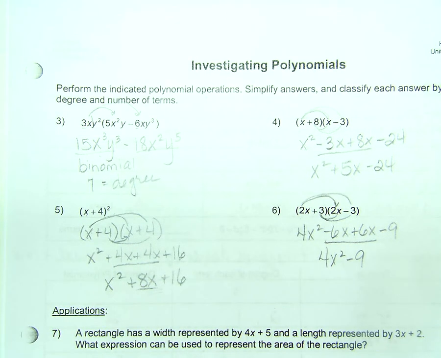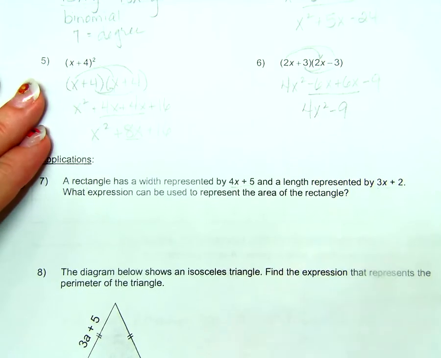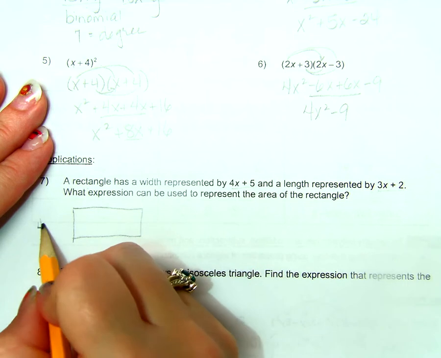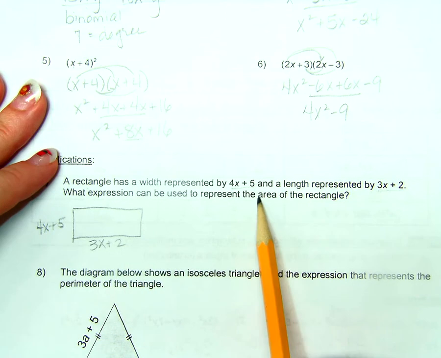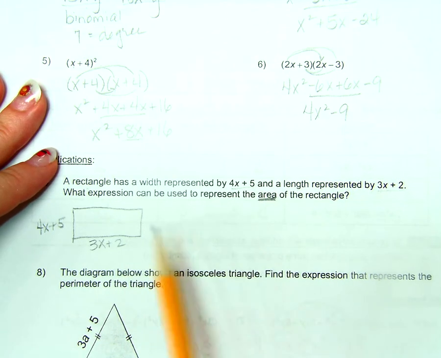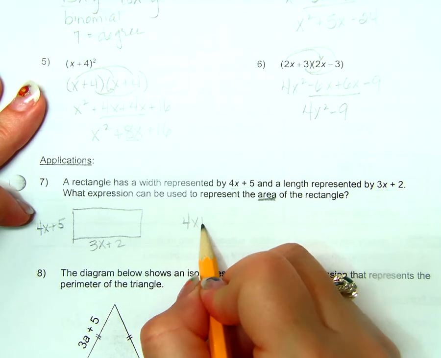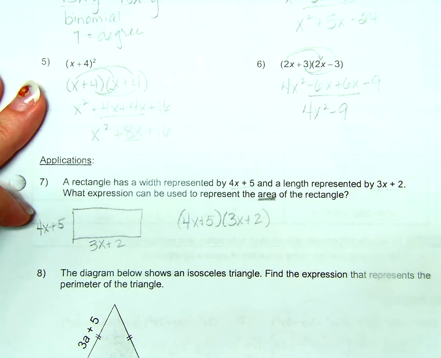Okay? The last 2 word problems I'll show you really quick. I probably won't take you through all the work. Just make sure you understand what to do. A rectangle has a width represented by 4x plus 5 and a length represented by 3x plus 2. Sorry about that. So if we have a rectangle and the width is 4x plus 5 and the length is 3x plus 2, how can you find the area of the rectangle? Okay? Hopefully you remember area is length times width for a rectangle. So I would do 4x plus 5 times 3x plus 2. Okay? And that's how you set that one up.